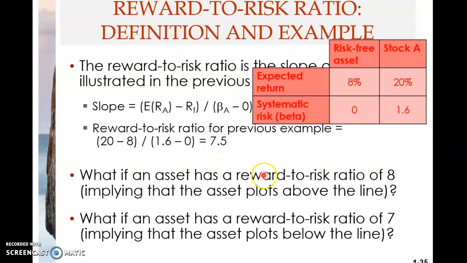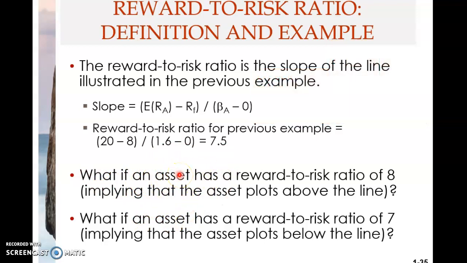That means for every unit of risk, the investors of the asset are being rewarded with a higher reward, because 8, not 7.5, when the unit of risk is the same, 1 unit of risk. So the reward here is higher because it's 8. That means everyone would want to purchase this asset. Why? Because this asset is underpriced.